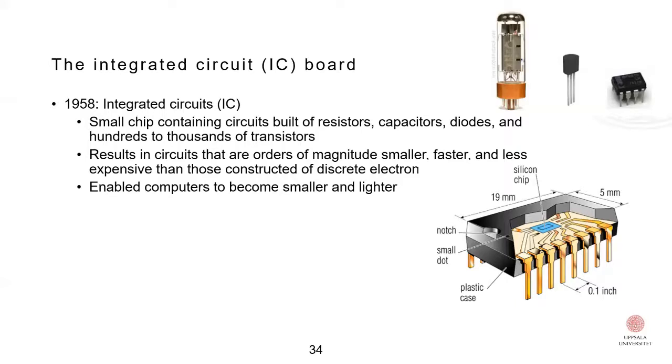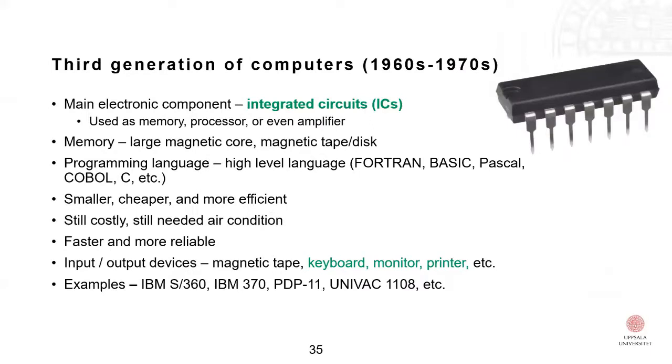They were even less expensive because maybe they required less material and metal and so on. So they were cheaper. This resulted in computers that were smaller, lighter and cheaper, which was great. So this brings us to the third generation of computers, which lasted about a decade, starting in the 1960s.